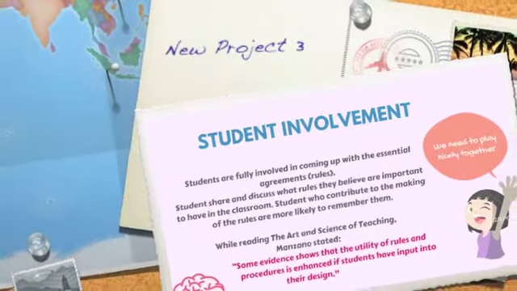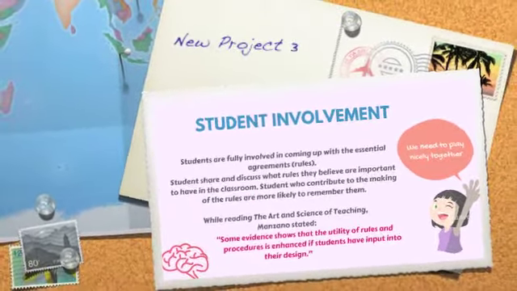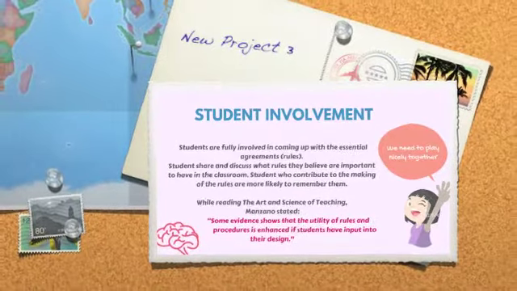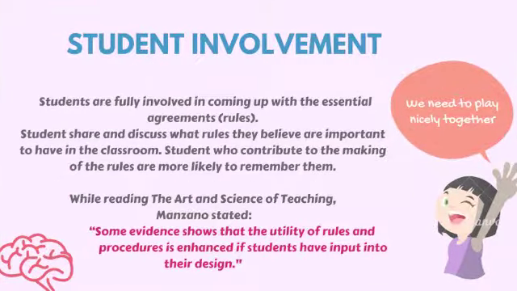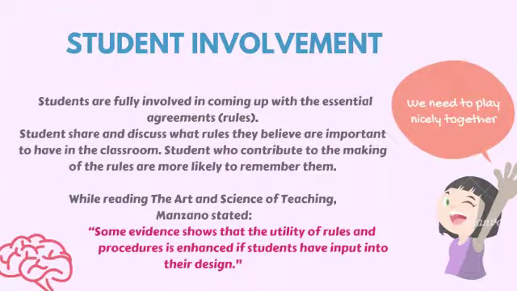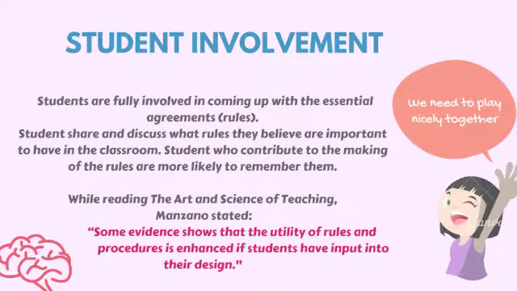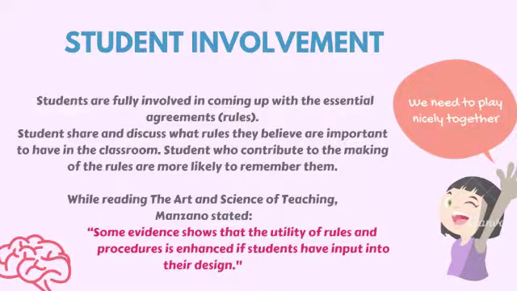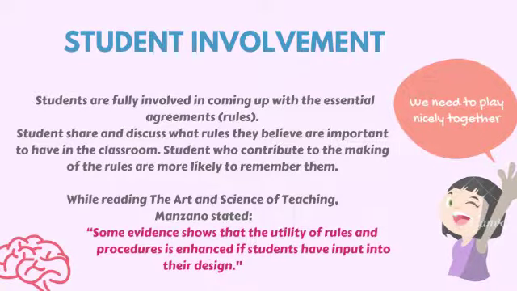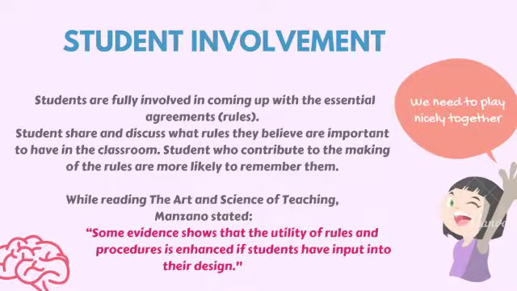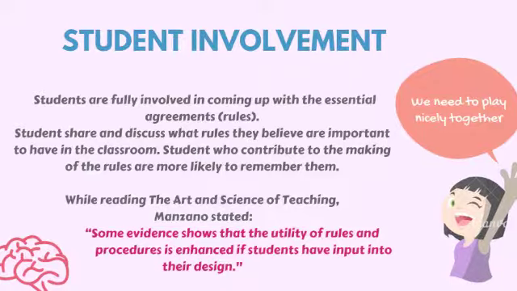Student involvement is really important when coming up with the rules. I like to call it essential agreements as everyone agrees on them. Students share and discuss what rules they believe are important to have in the classroom. Students who contribute to making the rules are more likely to remember them and therefore are more likely to follow them. And if they don't follow them, at least they remember.